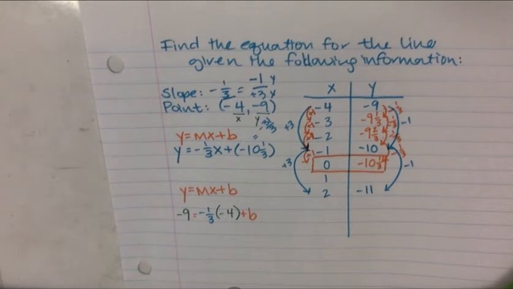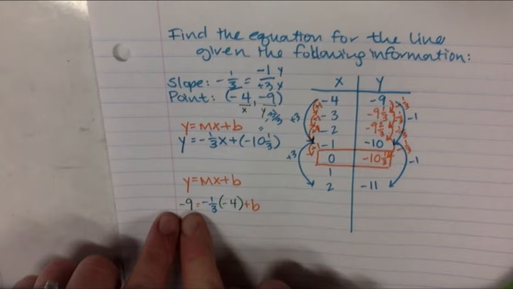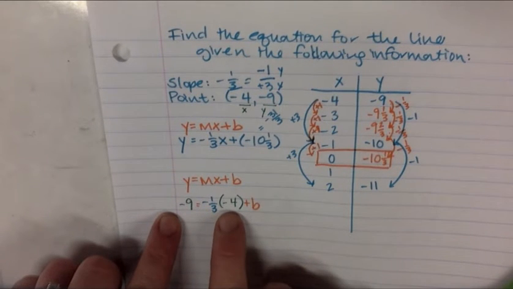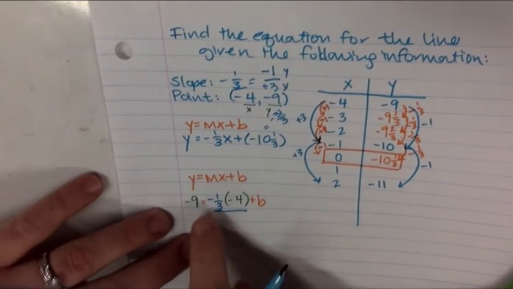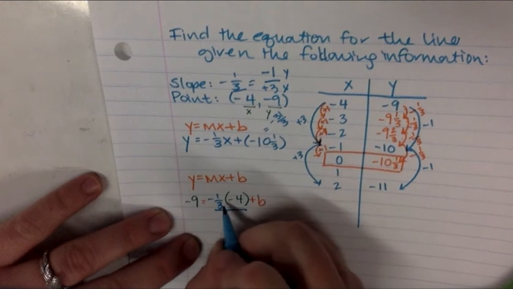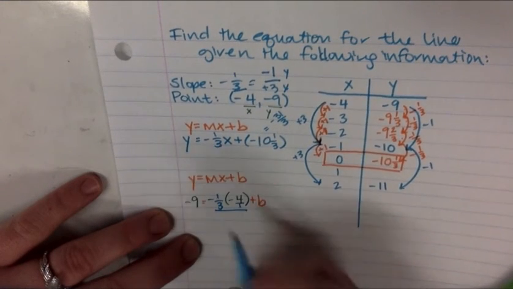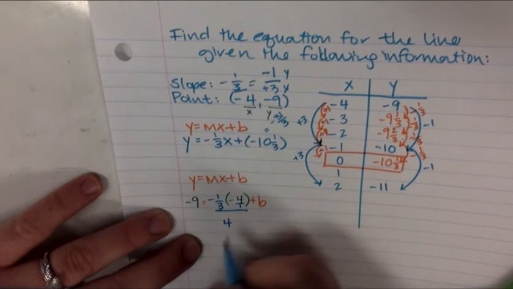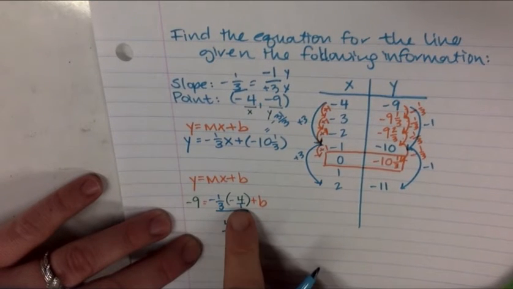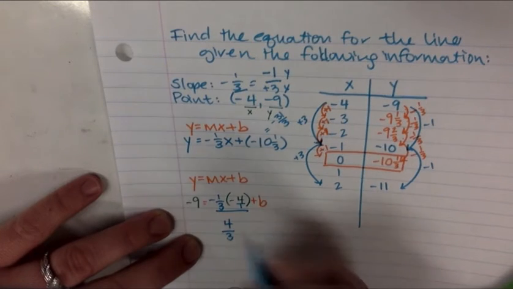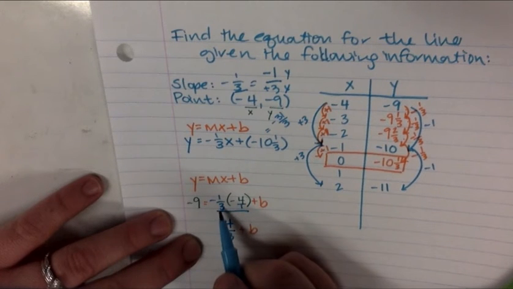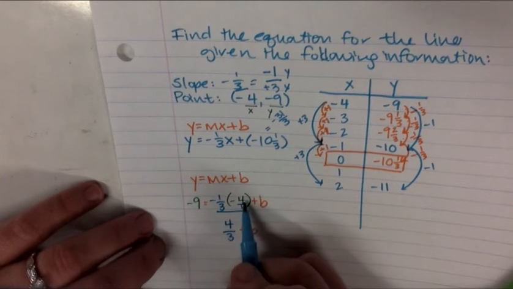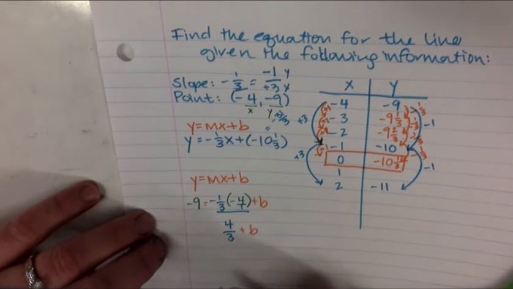And now I can do a little bit of math. So negative 9 is equal to negative 1/3 times negative 4 plus b. Negative 1/3 times negative 4. The negatives cancel each other out. 1 times 4 is 4. 3 times 1 is 3. So negative 1/3 times negative 4 gets me 4/3 plus b. If we wanted to reason through this, we could say 1/3 plus 1/3 plus 1/3 plus 1/3. So 1/3 four times. I'd have four 1/3s there, right?